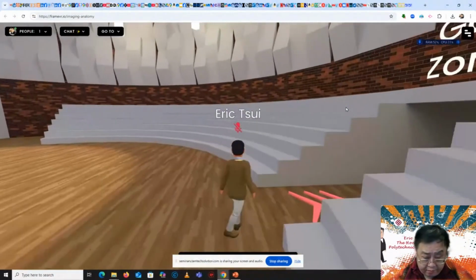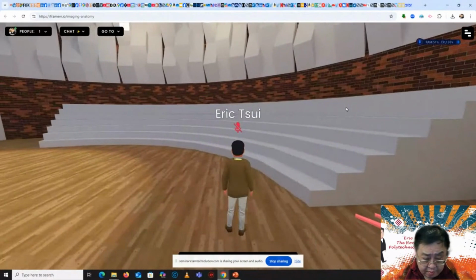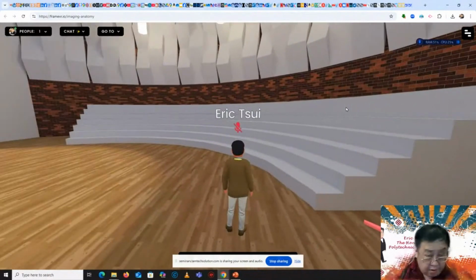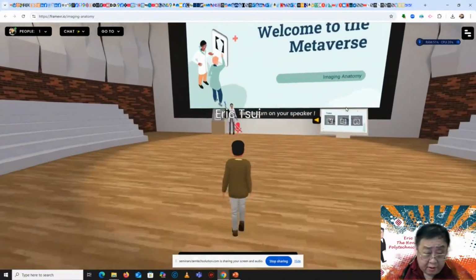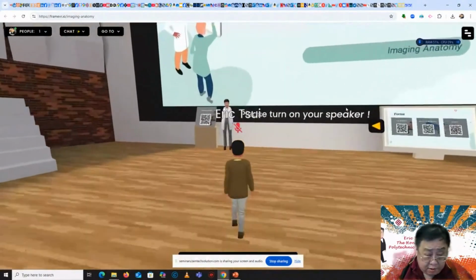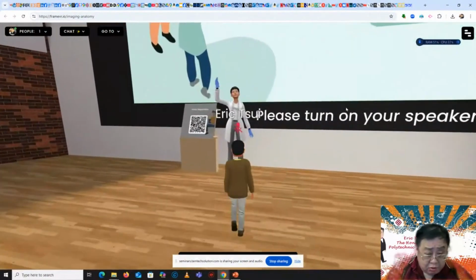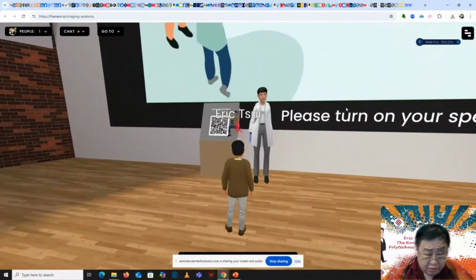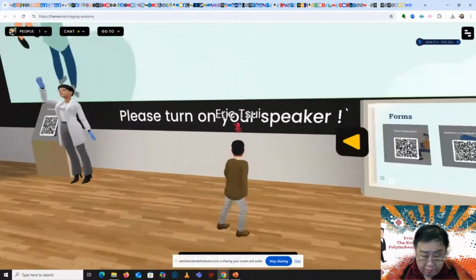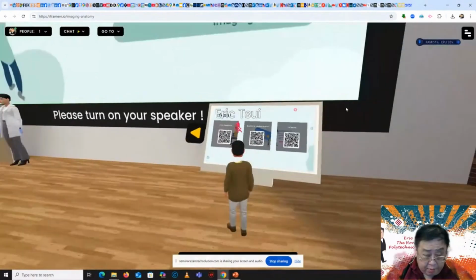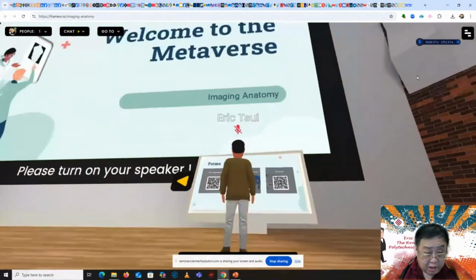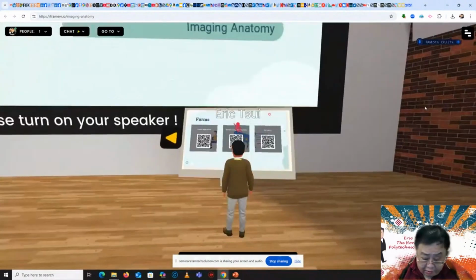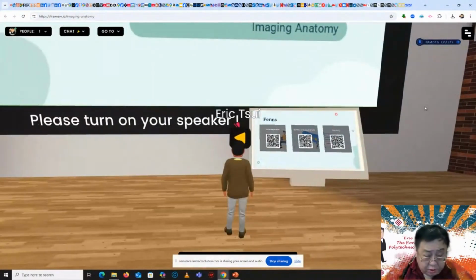So let me start. This is the main hall, or one of the halls, and we designed it to be the entrance room, so that whoever goes in there, typically a student, can register himself or herself and check out some key information that the teacher wants the student to review before checking out the rest of the metaverse. And this is being used in the nursing department.